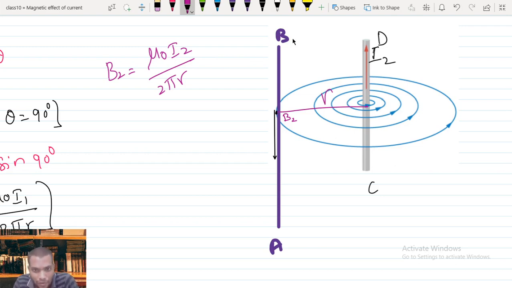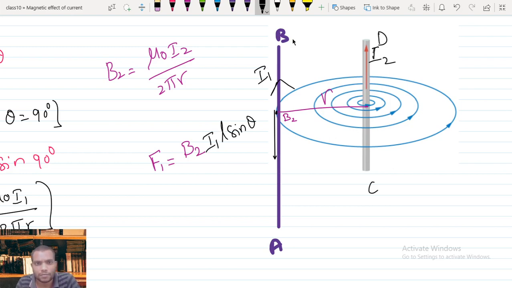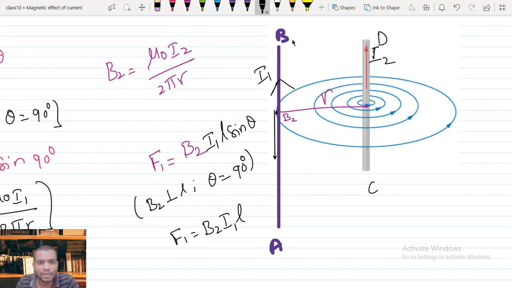Now there is a force on AB, which I call F1, due to the magnetic field of CD at a distance r. How can we write that expression? F1 equal to, now this time the magnetic field is B2. Now the current in this AB, let me take, is also in the same direction, I1 times L sin theta. Here the elemental length and current direction are the same, and the magnetic field direction B2 is perpendicular to L, therefore theta equal to 90 degrees. So F1 equal to B2 times I1 L.